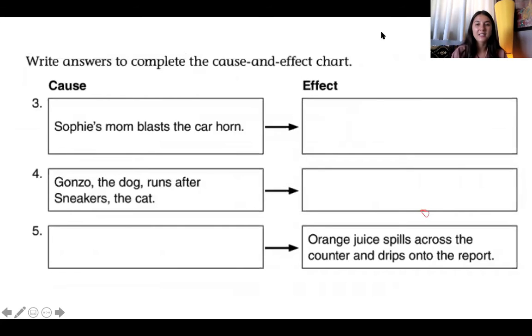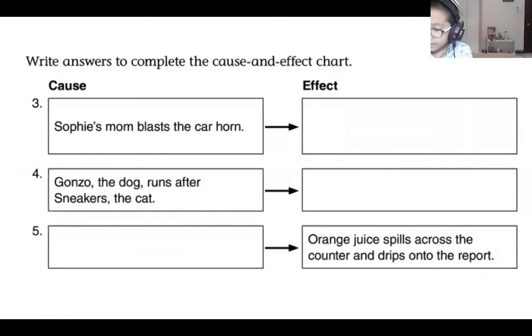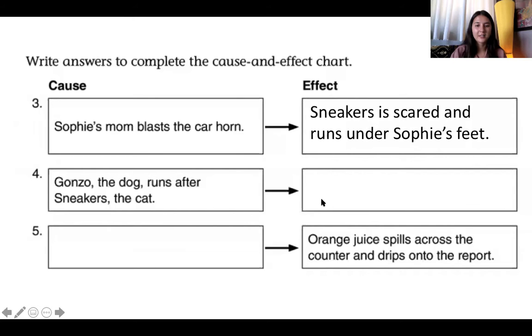So here we had a cause and effect graphic organizer to fill out. Have a look. Write answers to complete the cause and effect graphic organizer. Number 3, Sophie's mom blasts the car horn. What effect does this have on Sophie? Dami, what do you think? The sneakers got scared and scattered the paper. Good job. Well done. So Sneakers is scared and Sneakers runs under Sophie's feet, causing Sophie to scatter the papers. Absolutely. Good job, Dami.